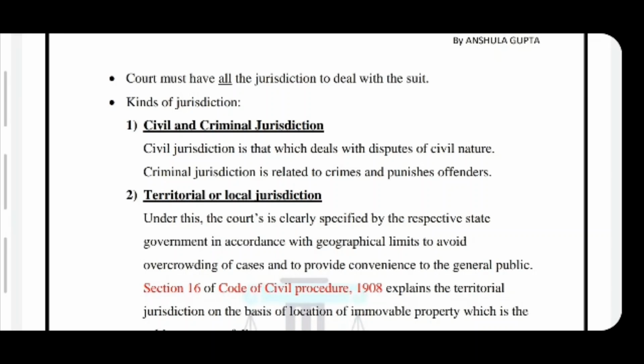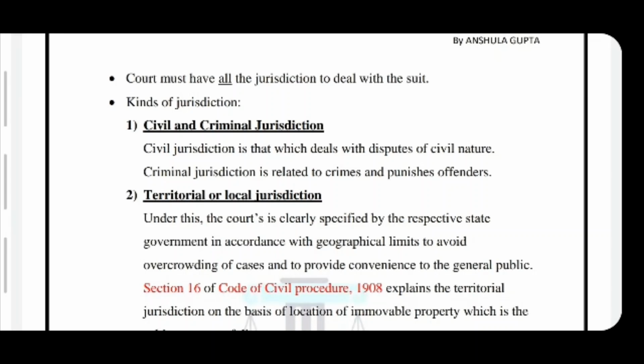First kind is civil and criminal jurisdiction. As is very clear from the name, civil jurisdiction is that which deals with disputes of a civil nature. So, civil jurisdiction deals with private disputes, and criminal jurisdiction is that which deals with crimes and punishes the one who caused that crime.